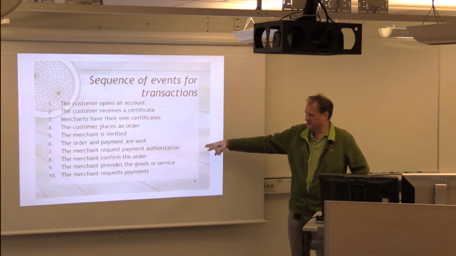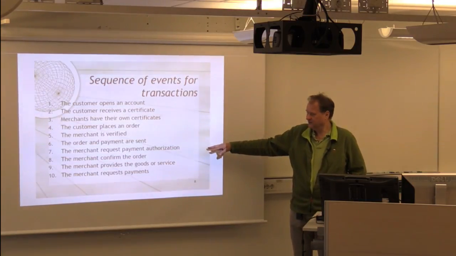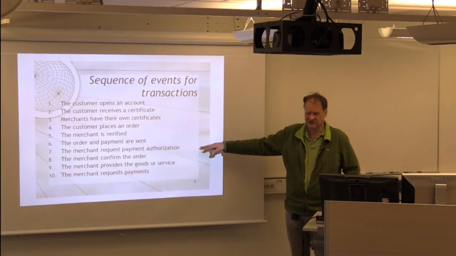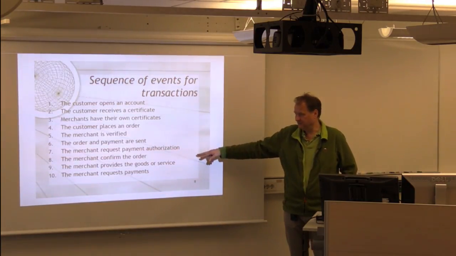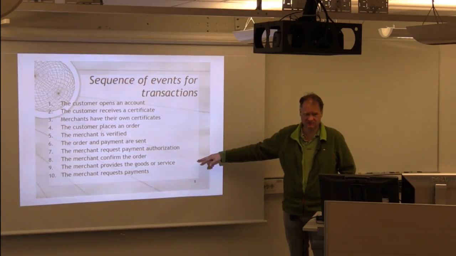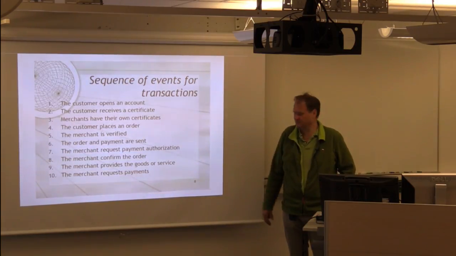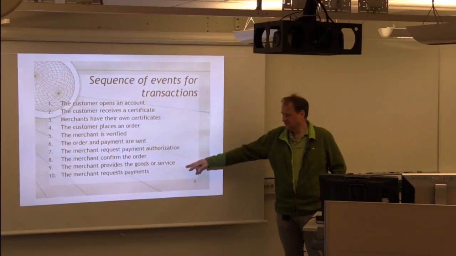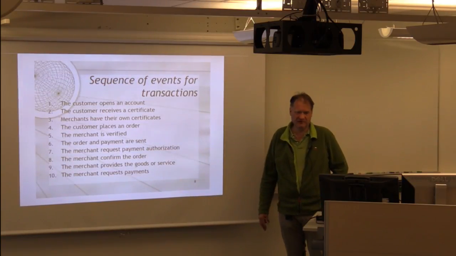The merchant gets this order and payment information, requests payment authorization, checks that we can pay for it, and confirms the order. But what happens if the merchant doesn't do step 9 here? We never send the goods. Well, there's no verification from the system that the customer got the goods. So that means that the merchant can get payment without sending any goods, possibly.